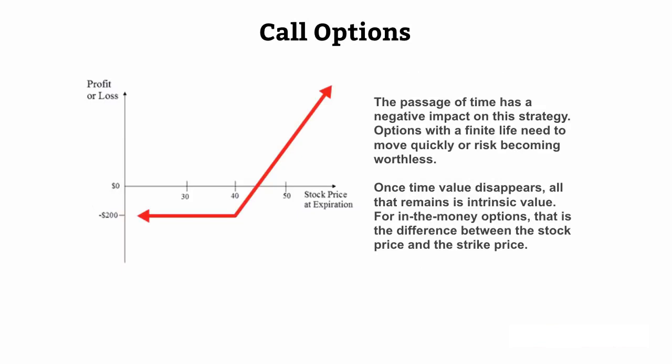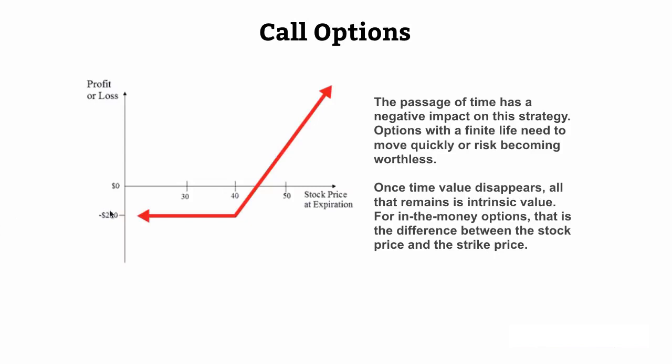Now, as time passes, it has a negative impact on the strategy. And that really goes for all long options, because options have a finite life. And as they go quicker and quicker towards expiration, the time left for the stock to move into a favorable zone is going to be less and less. Once the time value disappears, then all that remains is the intrinsic value. So the difference between the strike price and the current price of the market. For in-the-money options, that's, like I said, the difference between strike price and the current price of the market. For out-of-the-money options, they're going to be out of the money.